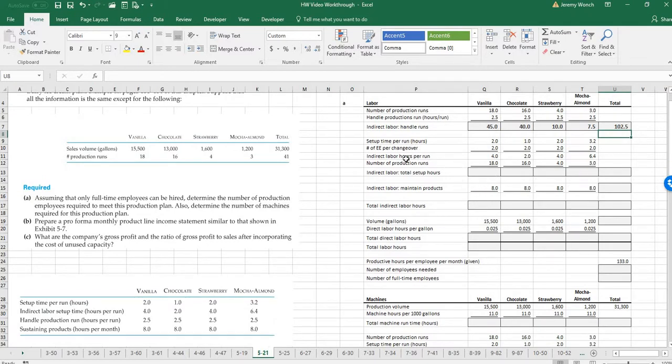Now we'll look at the setup time, and all this information is given as well. We have the setup time per run, given right here, and then the number of employees per changeover, which is given to us as 2. We multiply those together to get the indirect labor hours per run. Then we have our number of production runs, which we already know are up here. So we multiply our indirect labor hours per run times the number of runs.